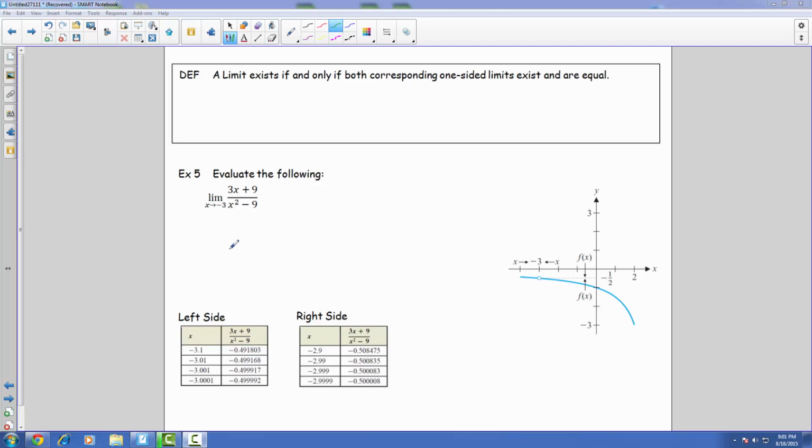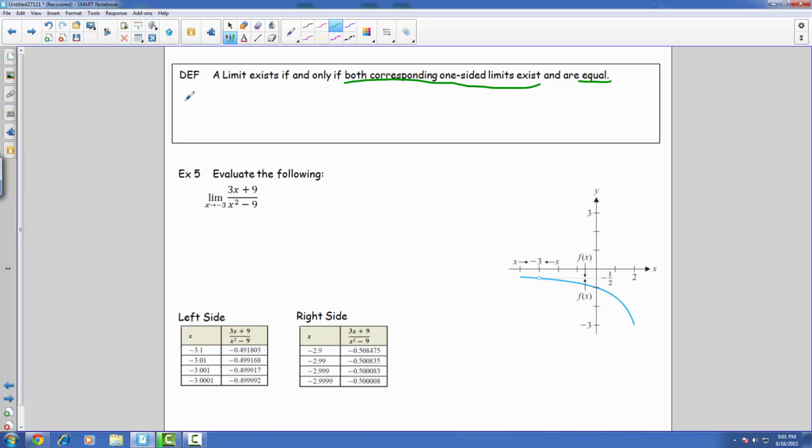Here we are with the formal definition of a limit. Now, a limit exists if and only if both the left side and the right side limit exists, and that's the first criteria. So if both corresponding limits exist, and those have to be meeting up at the exact same spot. In other words, they have to be equal.